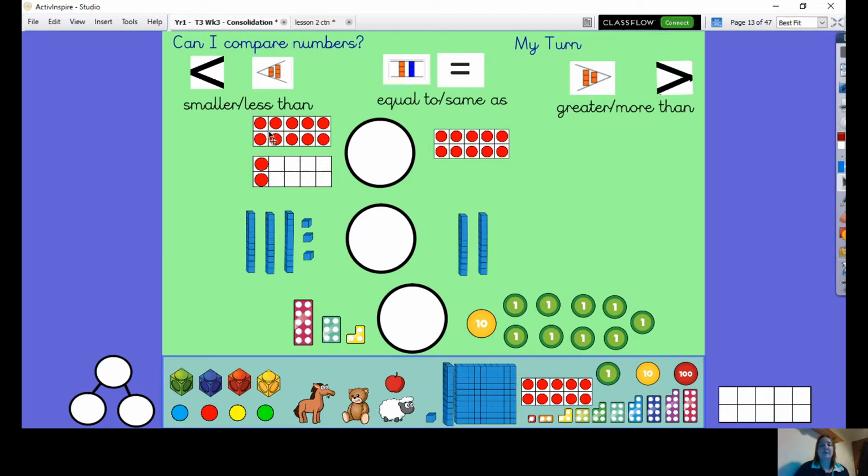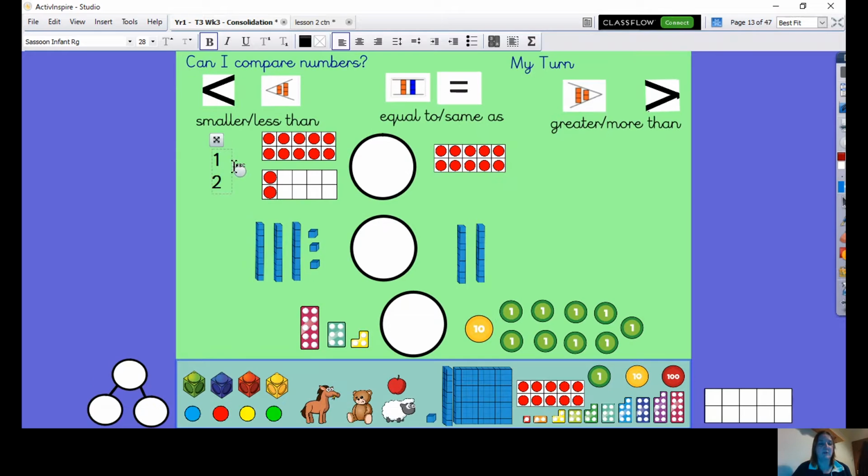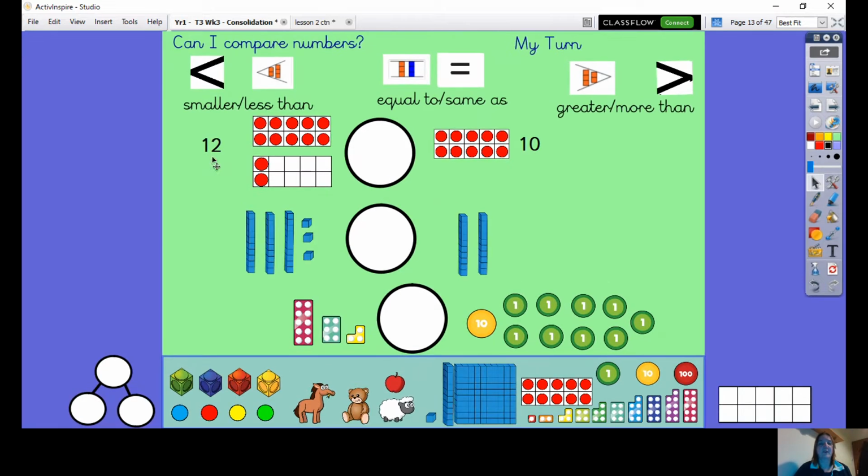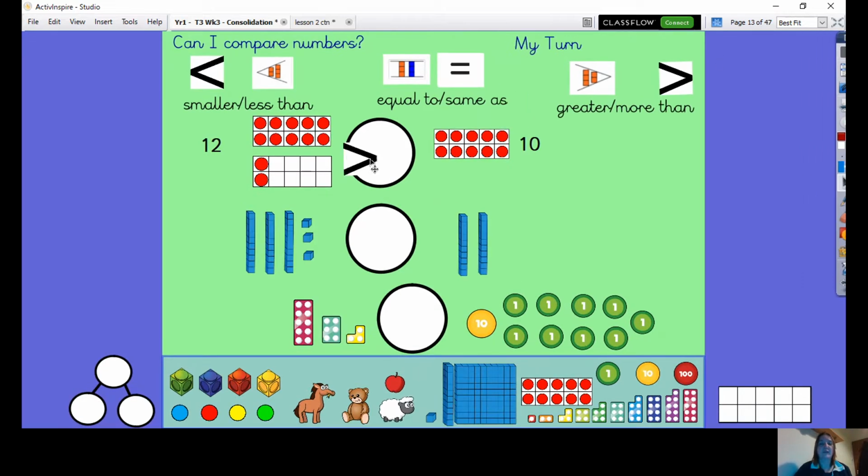So what I'm going to do, first of all, I need to work out what each number is. So I know that this is 1 ten and 2 ones. So 10, 11, 12. So I know this is the number 12. And over here, I've got the number 10 because I've only got 1 ten, which is 10. So if I compare those two numbers, I know that 12 is greater than, is more than 10.